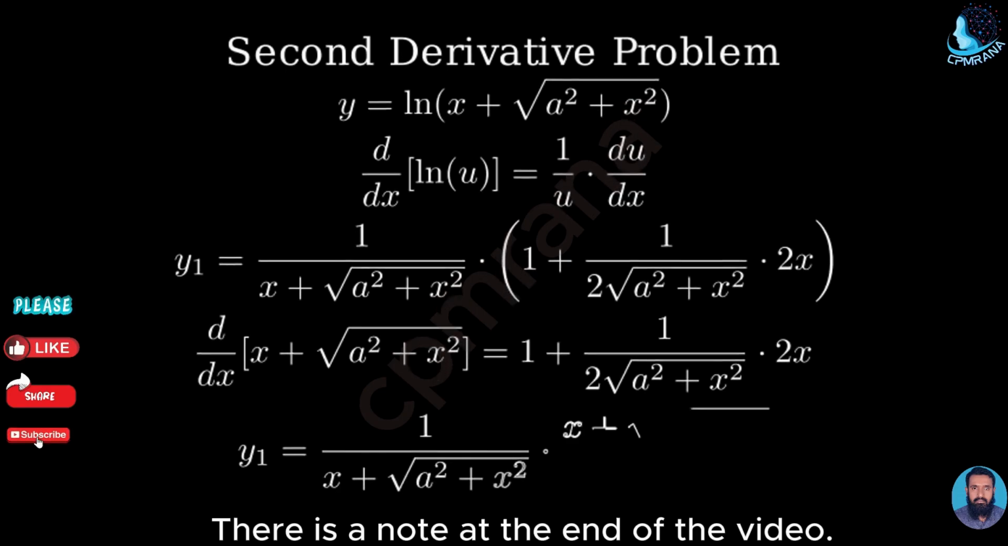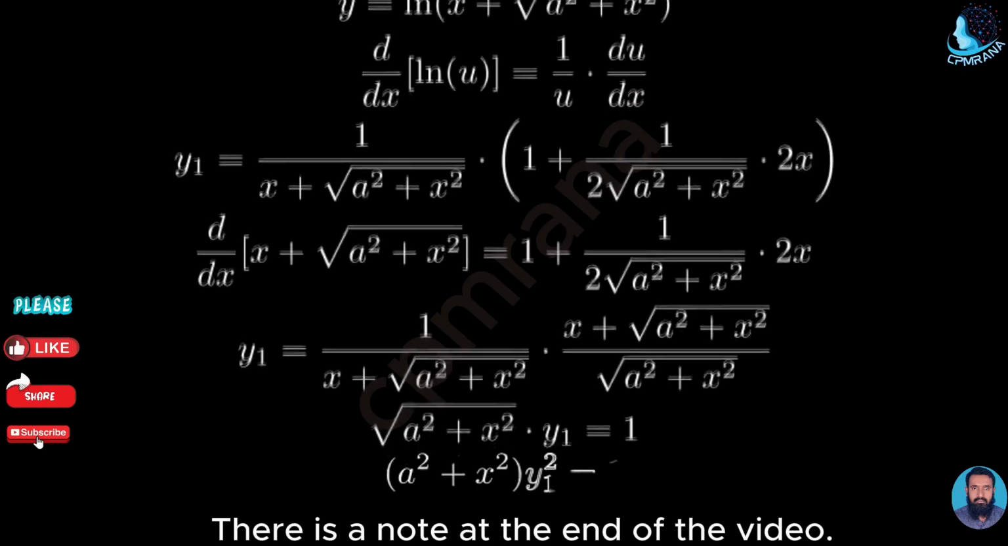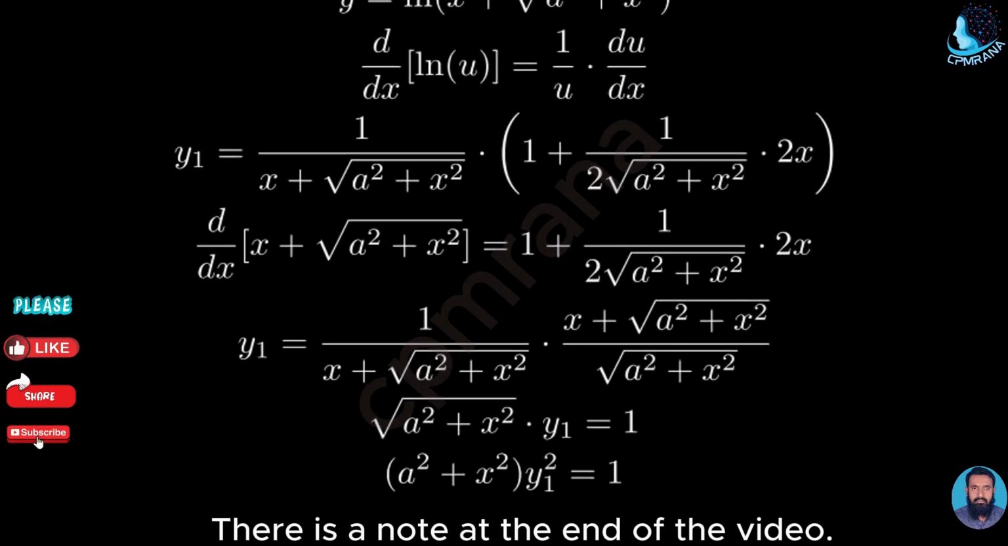We can rewrite this as 1 over x plus root a squared plus x squared times x plus root a squared plus x squared over root a squared plus x squared. This simplifies beautifully to root a squared plus x squared times y1 equals 1. To get rid of the square root, let's square both sides. This gives us a squared plus x squared times y1 squared equals 1.